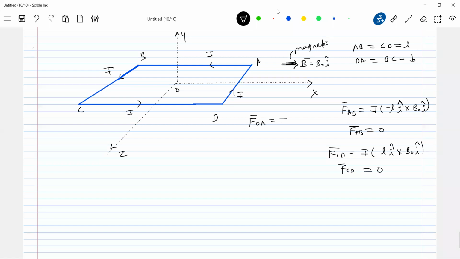DA bar should be equal to I into, minus b k cap, cross. I'll write it below. Current I into dA is minus b k cap cross B naught i cap. k cross i will be j. So this will become B naught I b j cap.